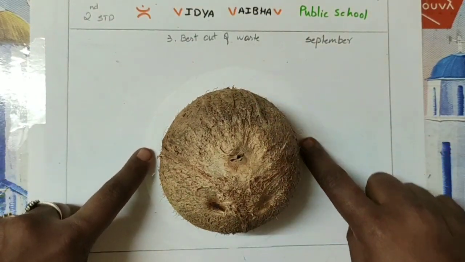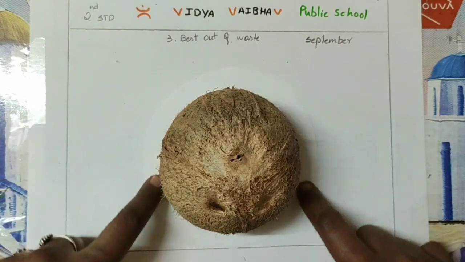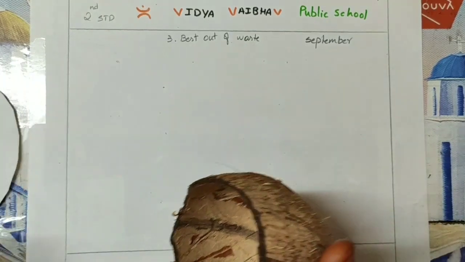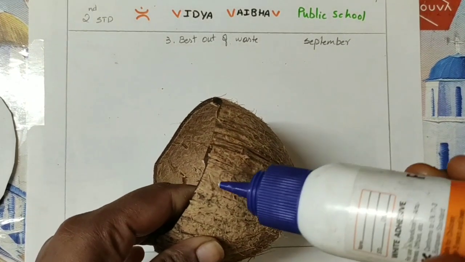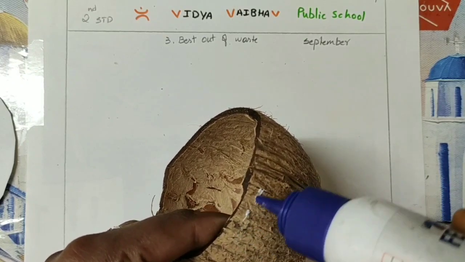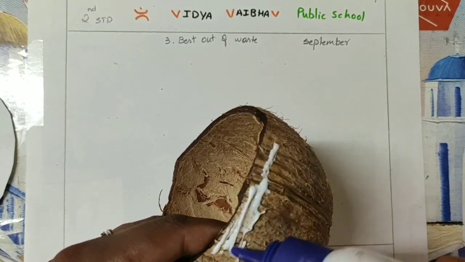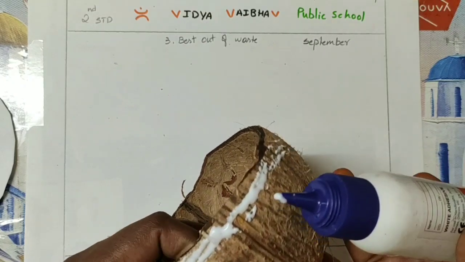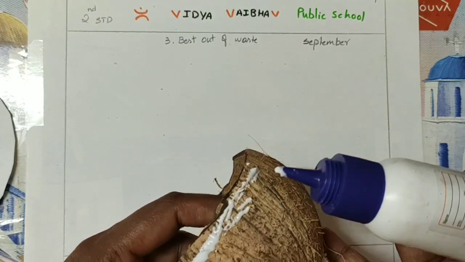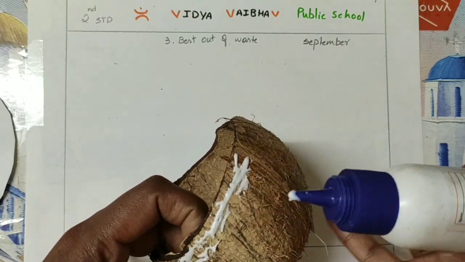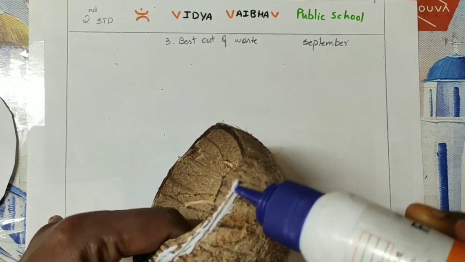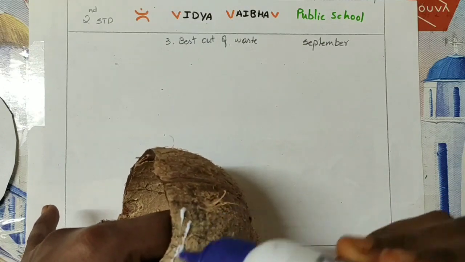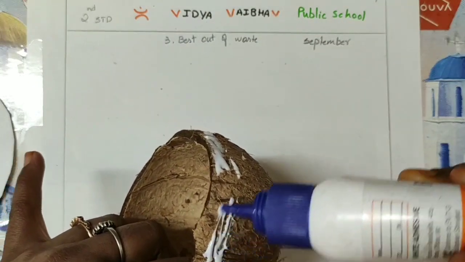Yes, see, this much space is there, this much space is enough. And now, using glue, take the glue and apply it on the border of the coconut shell. See, you should apply the glue completely. Don't pour more, apply the required glue on the border of the coconut shell. How I am applying here, you should do it in the same way.